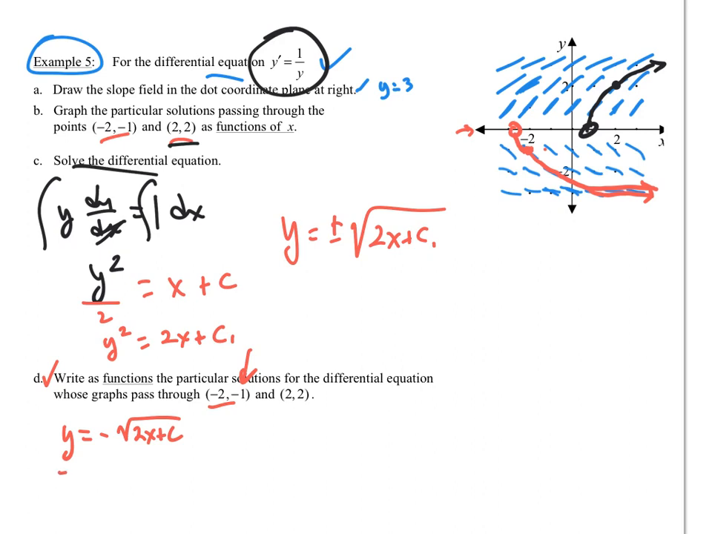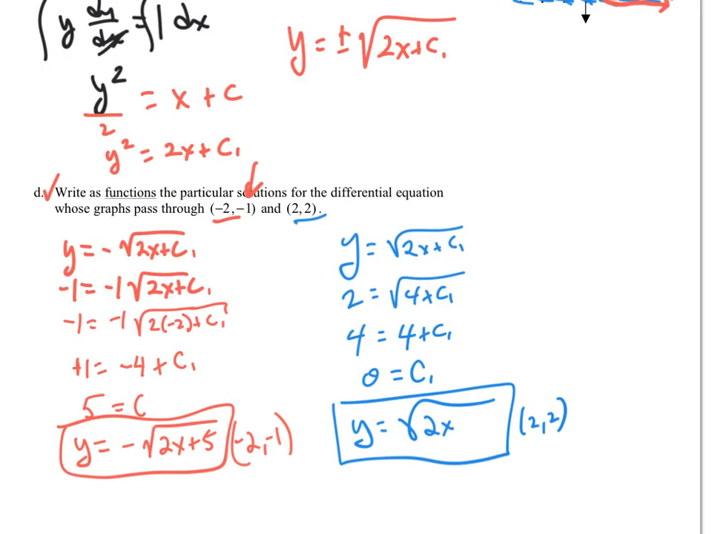So I have the -1 is equal to negative... I'll finish both of these up for you. Double check them. I hope that you're running through this and pausing and trying these. But I get y equals negative square root of 2x plus 5 because I have the negative y value. And then over here in the blue, I have y equals square root of 2x because I have the positive y. That's how it works.